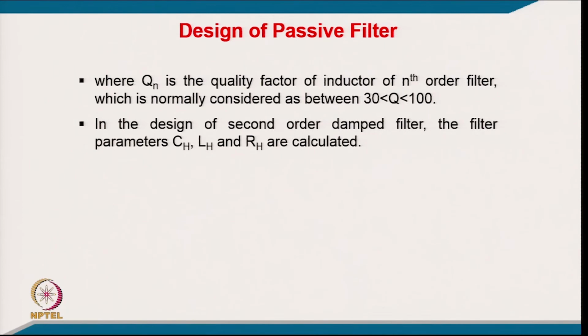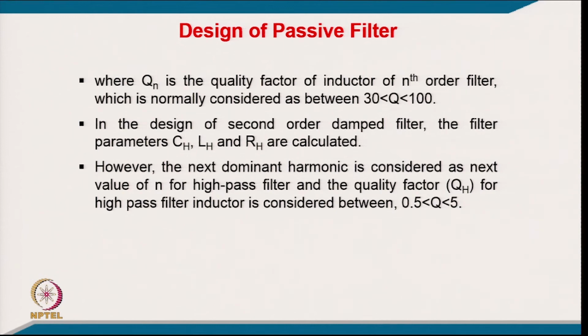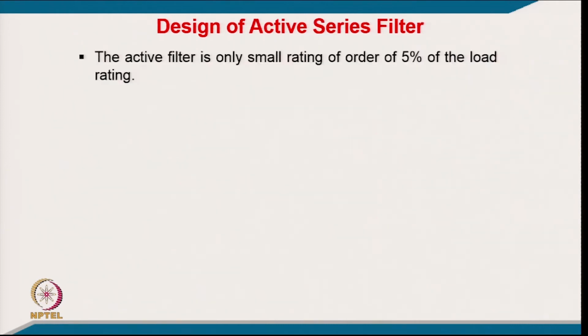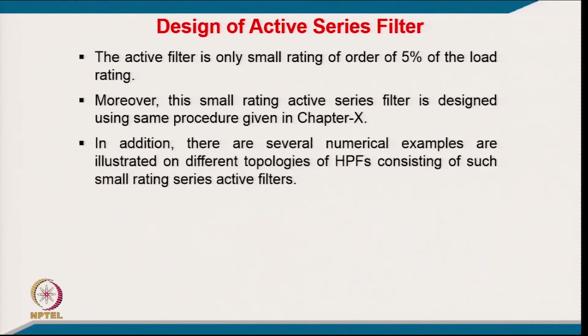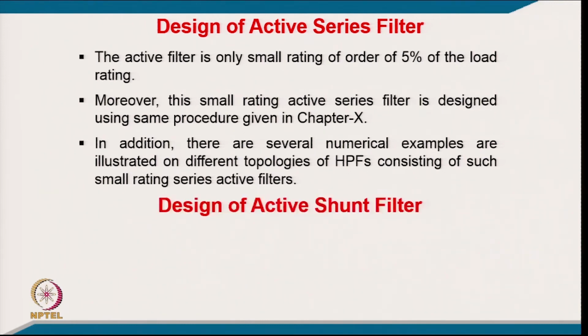And in the design of the second order damped filter, the filter parameters Ch, Lh and Rh are calculated. However, the next dominant harmonic is considered as the next value of n for the high pass filter, and the quality factor Qh for the high pass filter inductor is considered between 0.5 to 5. And the active filter is only a small rating, of the order of 5% of the load rating. Moreover, this small rating active series filter is designed using the same procedure given earlier with the series filter. We discussed it in the last lecture, and in addition there are several numerical examples listed on different topologies of hybrid power filter consisting of such small rating series active filter.